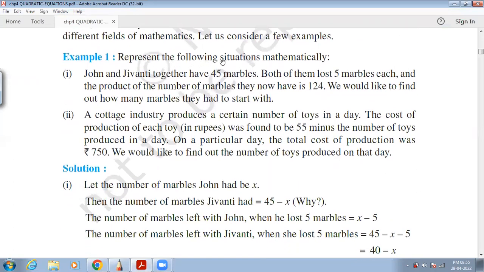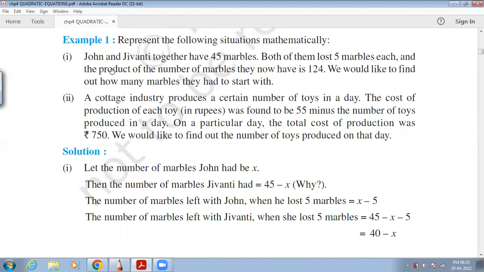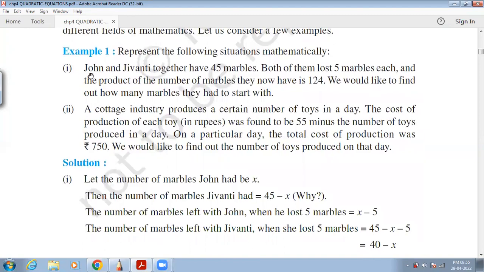Fine. So now these are a few examples. They're asking to represent the following situations mathematically. Okay, let's just do the first problem very quickly. It says John and Jivanti together have 45 marbles. Both of them lost 5 marbles each, and the product of the number of marbles they now have is 124. We would like to find out how many marbles they had to start with.